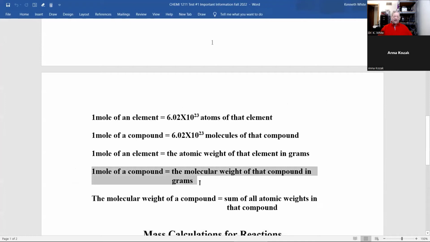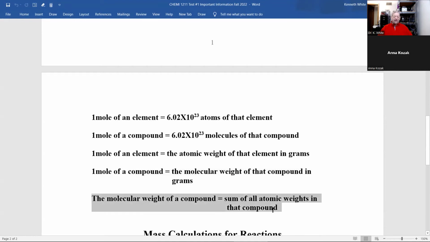1 mole of a compound equals the molecular weight of that compound in grams, and the molecular weight of that compound is the sum of all atomic weights in grams. Remember, on test 1, it will say underneath your name, please use proper significant figures for all calculated answers, and it will also say, please use 3 significant figures for all atomic masses. And we practiced that yesterday.